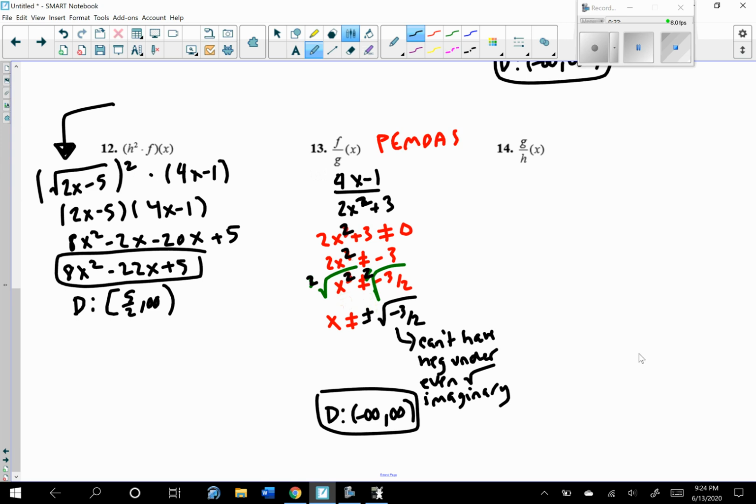And then for 14, we're dividing the functions. We have g of x divided by h of x. So for this, this is not simplified because remember, we don't like to have radicals in our denominator. So when that happens, remember you need to rationalize it. So how do I rationalize this? I'm going to multiply it by what is going to make this a group of 2. So that means I need to multiply it by root 2x minus 5.